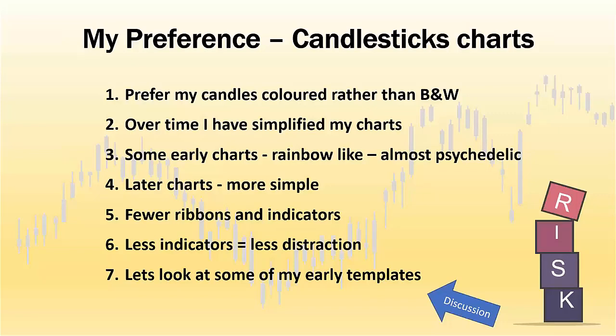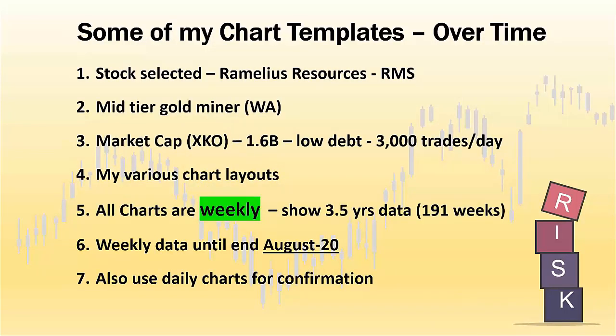So let's have a look at some of my early templates. Now, to demonstrate this, I've selected one stock. It's called Ramelius Resources. It's a mid-tier gold miner in Western Australia. It's in the XKO, and I think actually it might be in the XJO as well. It's a $1.6 billion company. It's got low debt, and it has about 3,000 trades a day. So it's quite well traded.